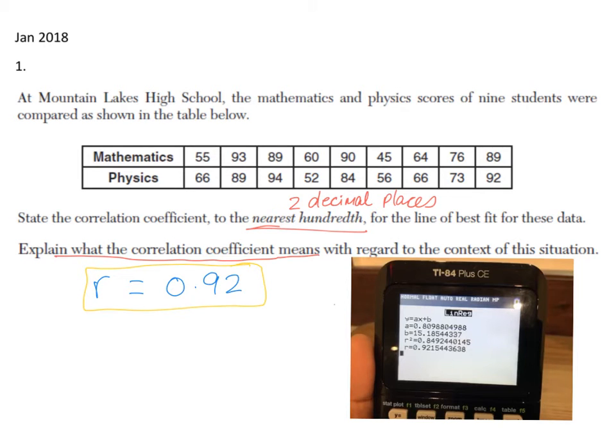Explain what this correlation coefficient means. So we know it's close to 1, so it's positive. We can see that. And it's strong because of it being close to 1. So this is what the correlation coefficient says or tells us. Because it's a high value, close to 1, we'll say it's strong, and then we see that it's got a positive sign. So hence positive.